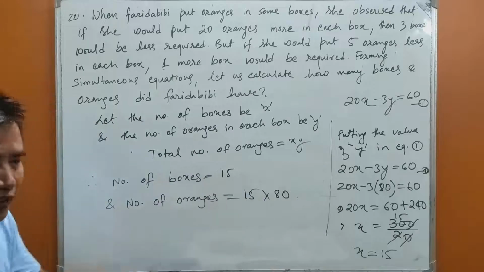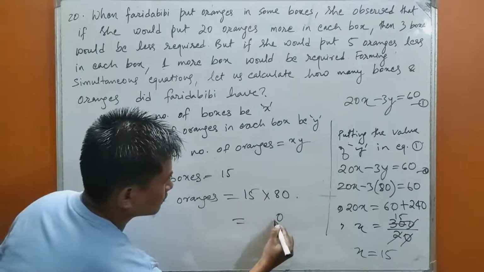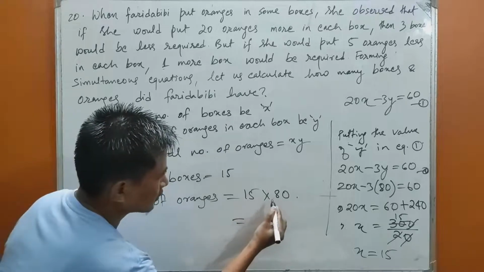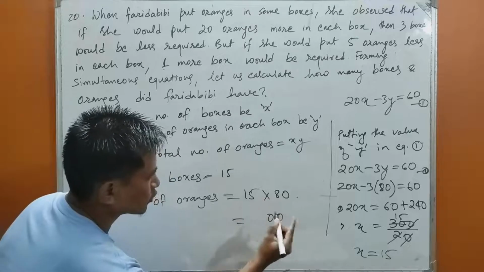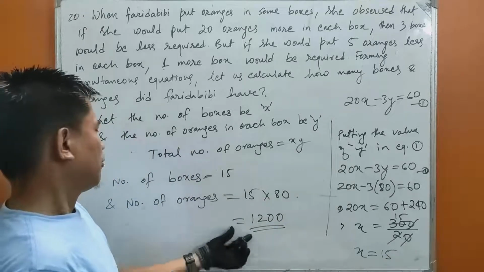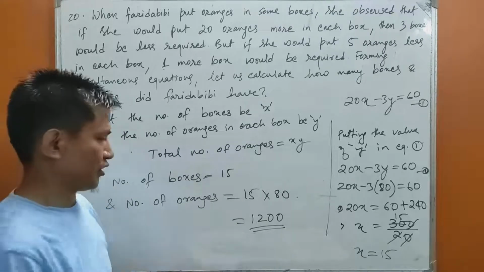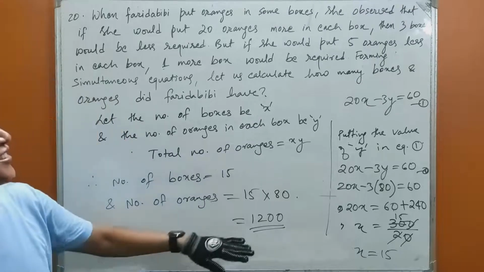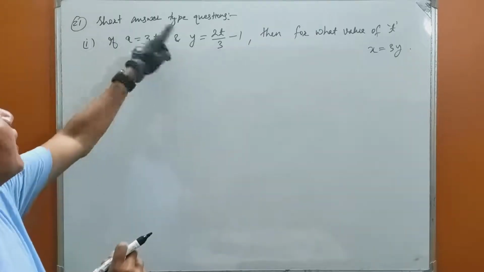I just erased it earlier. So 15 into 80: 15 zeros are 0, 15 into 8, 8 5s are 40, 8 1s are 8 plus 4 is 12. 1200. So Farida Bibi had 15 boxes and 1200 oranges. Okay, I hope you got this. This is the answer for question number 20. Now let's go to question number 21, short answer type question.